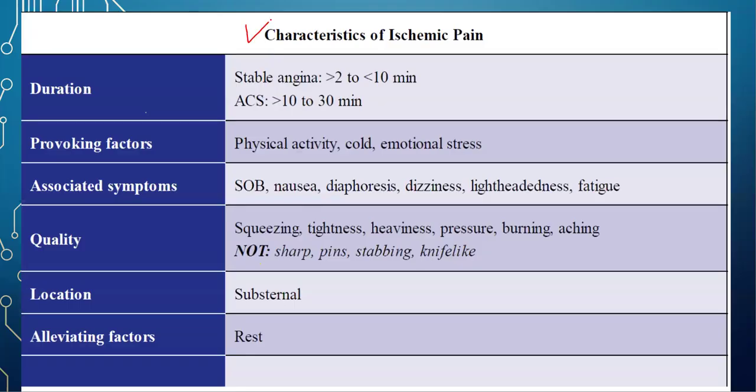Characteristics of ischemic chest pain: we already know about it. If it is an acute coronary syndrome, pain will last more than 10 minutes. It will be aggravated by physical activity. Associated shortness of breath, nausea, sweating, and lightheadedness can be there. The type of pain will be squeezing, tightness, heaviness, pressure, but it will not be sharp, pins, stabbing, or knife-like.